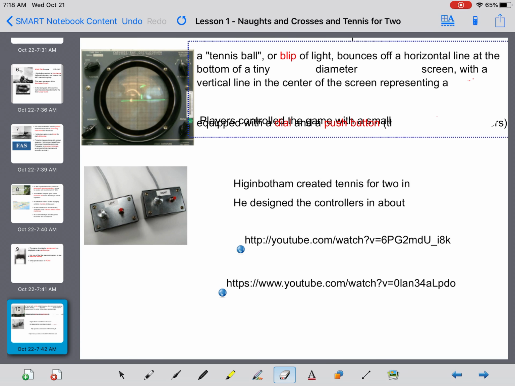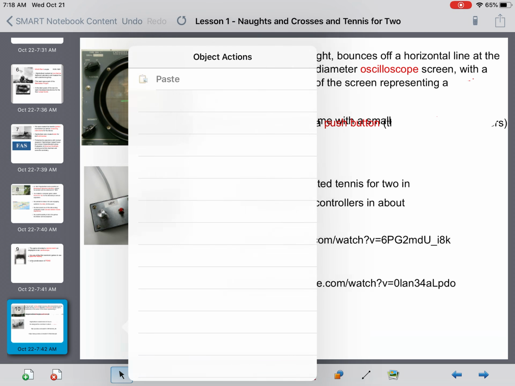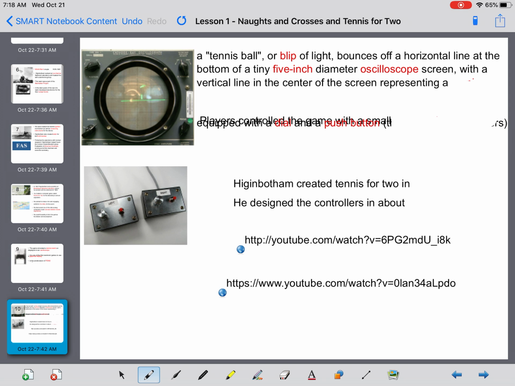A tennis ball, or a blip of light, bounces off a horizontal line at the bottom of a tiny 5-inch diameter oscilloscope screen. So imagine that 5 inches is your screen. Now we play on 55, 65, 75 inches. We only had a 5-inch screen here for Tennis for Two. Okay, sorry about this, guys.